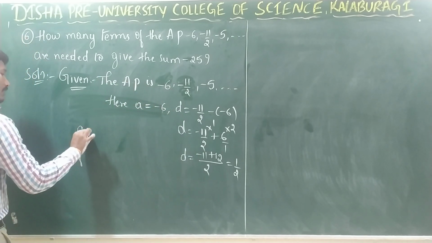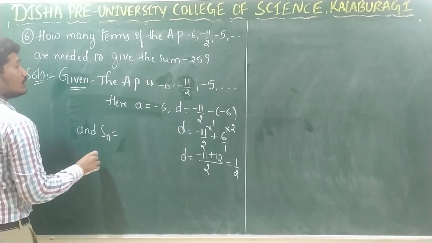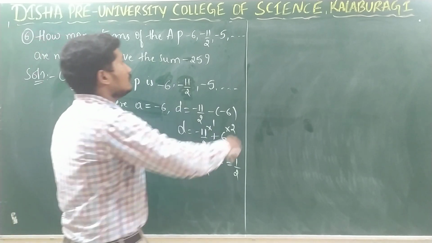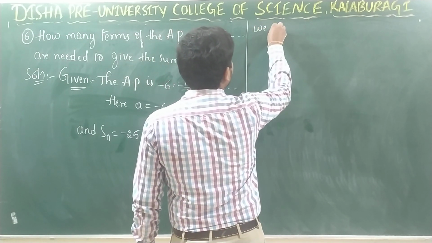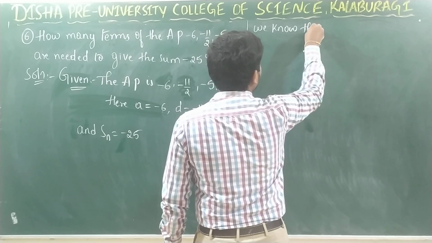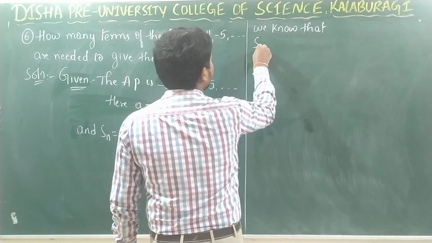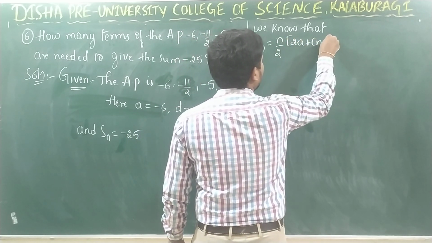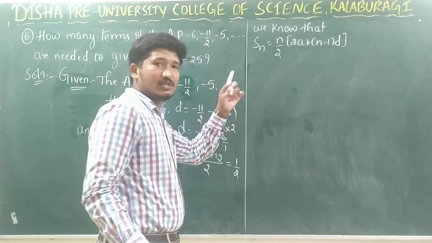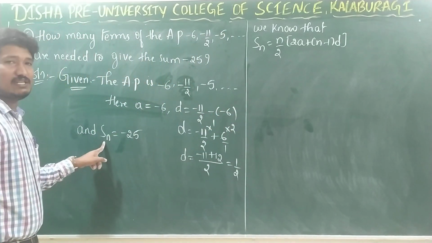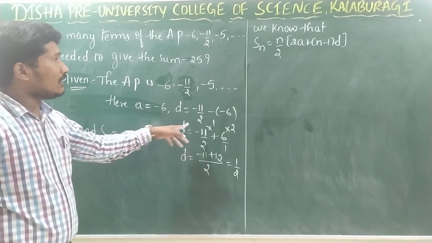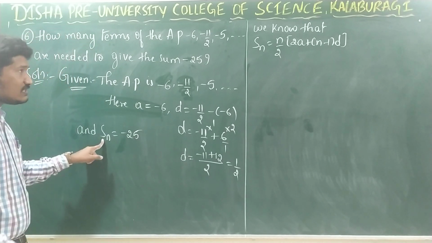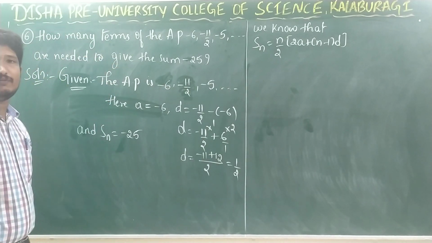And we are also given that Sn is equal to what? Minus 25. So let us find out the value of n, right? So how to calculate that? We know that Sn is equal to n by 2 into 2a plus n minus 1 into d. Why am I using this formula? Because we are given Sn, we have the value of a and d, so it will be easy for us to calculate the n, right? So let us substitute all those values and let us calculate the value of n.